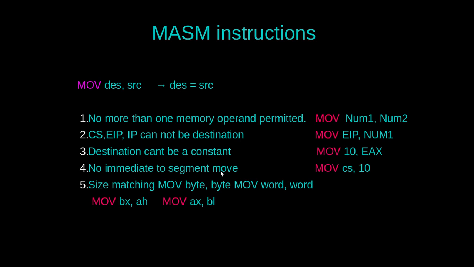No immediate to segment move. What are the segment registers? The six 16-bit registers. We can't move to them. No immediate value, meaning a constant or constant expression. 10 plus 5, 10 plus 20, those are all constant expressions. And CS, DS, SS, ES, GS, we can't move to them. We can't move an immediate to them.